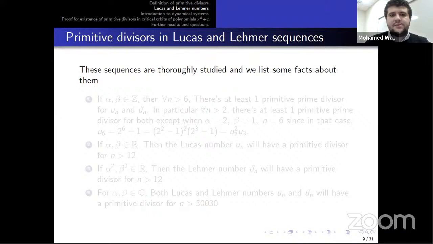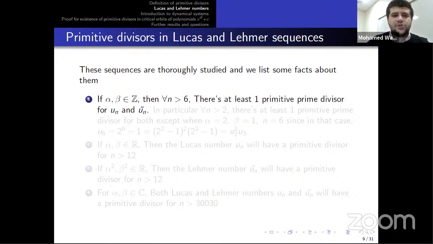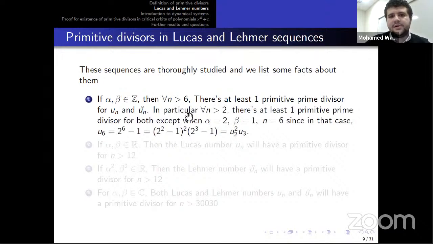Now, for these two sequences, we will just mention some results that were studied before, because these are two very interesting sequences, so they have been studied thoroughly. We can mention some results, like if alpha and beta are integers, then for all n greater than 6, there is at least one primitive prime divisor for both the Lucas and Lehmer numbers. In particular, for all n greater than 2, there is at least one primitive divisor, except for the case alpha equal to 2, beta equal to 1, and n equal to 6. This can be seen from its factorization: U6 can be U2 squared U3, so there's no primitive divisor for U6.